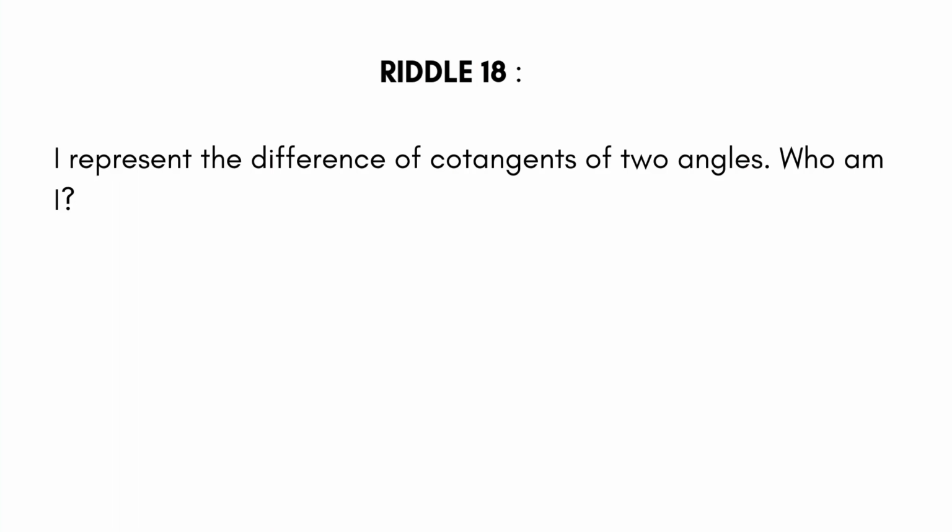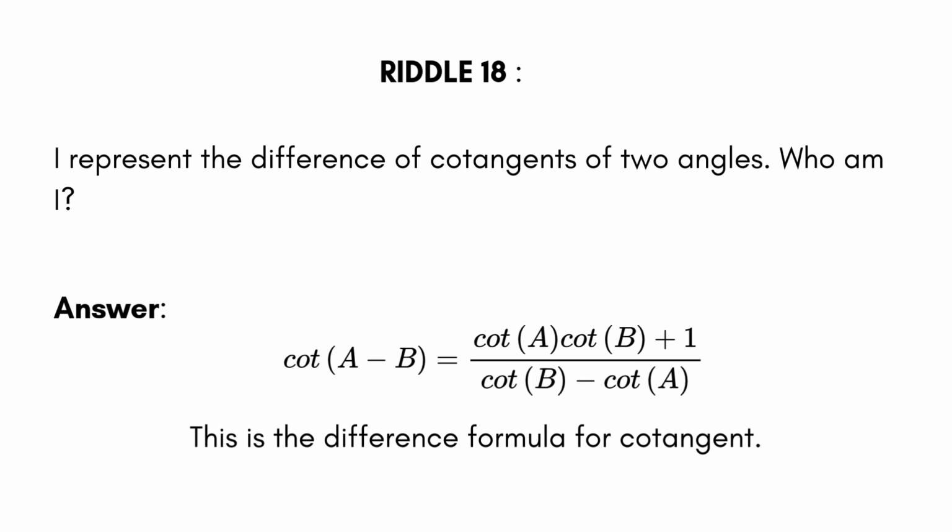Riddle 18. I represent the difference of cotangents of two angles. Who am I? Answer. Cot of (a minus b) is equal to (cot a into cot b plus 1) by (cot b minus cot a). This is the difference formula for cotangent.